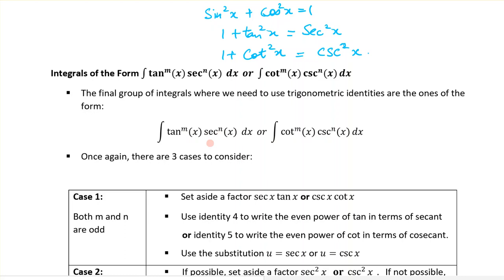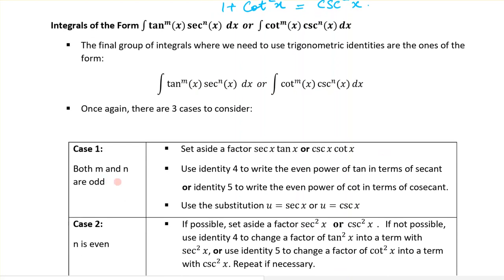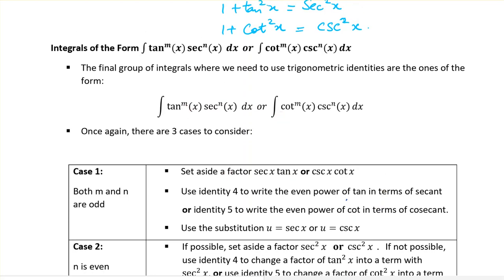The first case: both powers can be odd. If both powers are odd, we first keep aside a factor of secant x tangent x, or cosecant x cotangent x. So keep one power of each on the side, and then if you're left with even powers, you use the identities to write even powers of tangent in terms of secant and even powers of cotangent in terms of cosecant, and in the end you use the substitution that u is equal to secant x or u is equal to cosecant x.